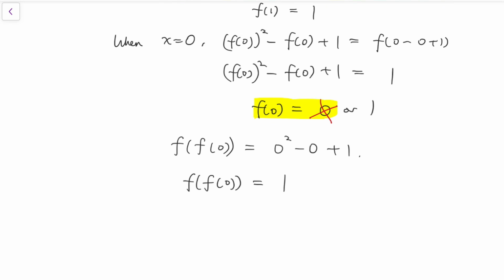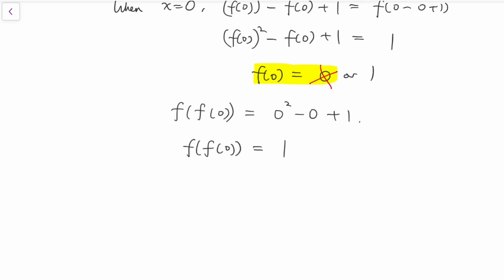And of course, if f of 0 equals 1, then it matches the solution. So that will be our final answer.